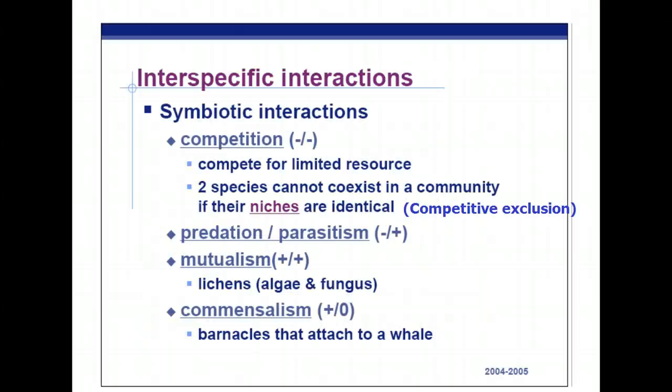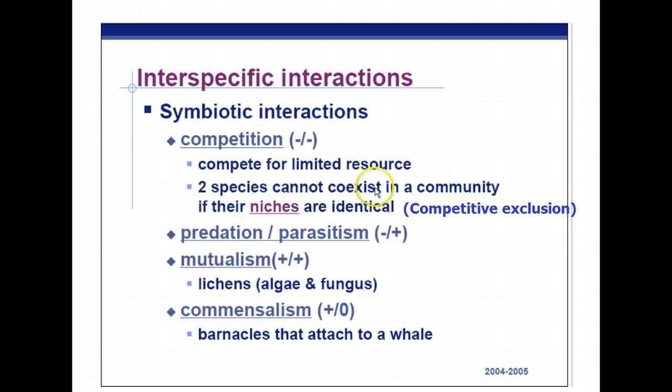Community ecology. Symbiotic relationships. Symbiotic means the relationship of two different species with each other. We have competition. Both are negatively impacted if they're competing for the same resource. If a lion and a hyena are both eating the zebra, neither benefits from them both trying to get the same food source.